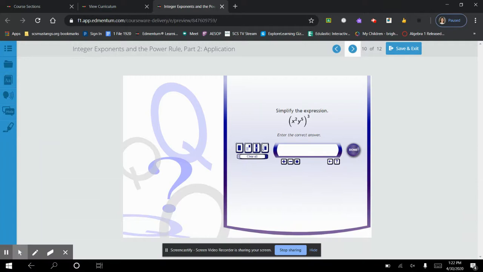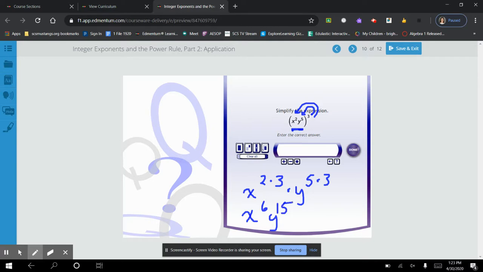And looking at the last one that they've got for us, it's another one where we've got x squared times y to the 5th, to the 3rd power. There is only multiplication going on inside the set of parentheses, so I can distribute this exponent to the other exponents that are inside. So I'll take my x squared and I'll multiply it times that exponent that was on the outside, 3, times y to the 5th times that exponent that was on the outside, 3. So I would end up with x to the 6th, y to the 15th.